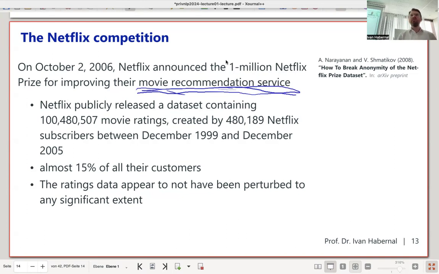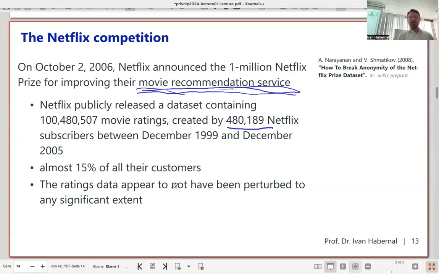Do you know Kaggle? Everybody knows Kaggle? Okay, so it's basically a Kaggle competition. Whoever gets the best score wins $1 million here. And in order to give some data, they released 100 million movie ratings. This is interesting. Created by 500,000 users, Netflix subscribers, over, wow, that's long, 6 years. Back then it was about one over 8 of their customers, so 10%, not the full database. They had data from 500,000 subscribers, and the ratings, so overall some 100 million ratings.